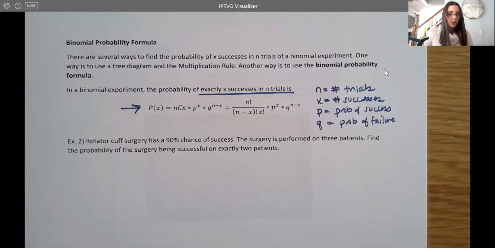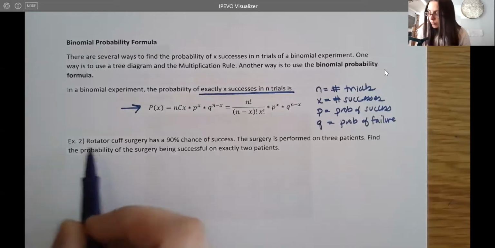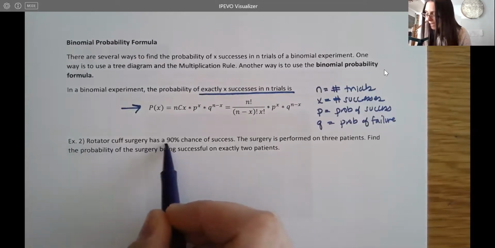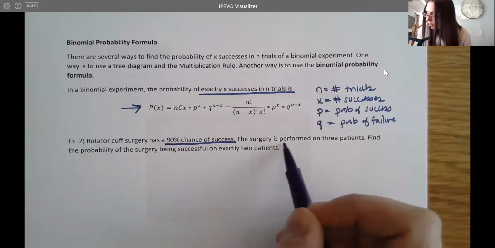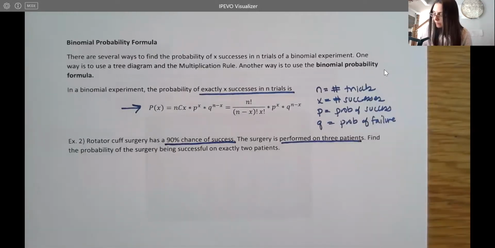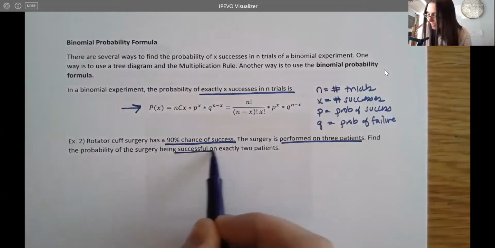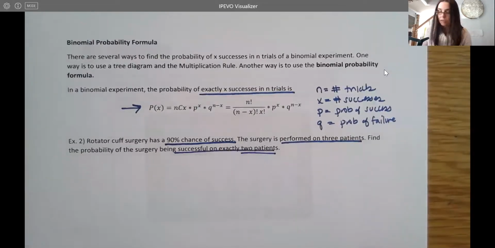All right, so let's actually go ahead and use this formula first and give it a try. Rotator cuff surgery has a 90% chance of success. The surgery is performed on 3 patients. Find the probability of the surgery being successful on exactly 2 patients.